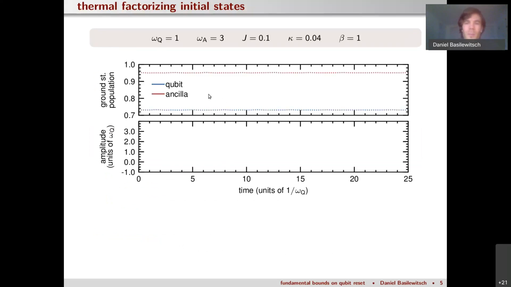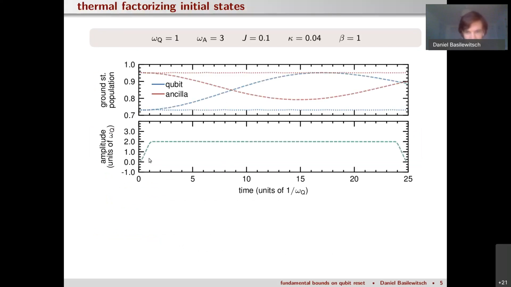So if we assume both systems to be factorized initially, then you see this dotted dynamics, and now if you switch on a control field, we assumed, okay, probably putting both systems into resonance is a good choice.